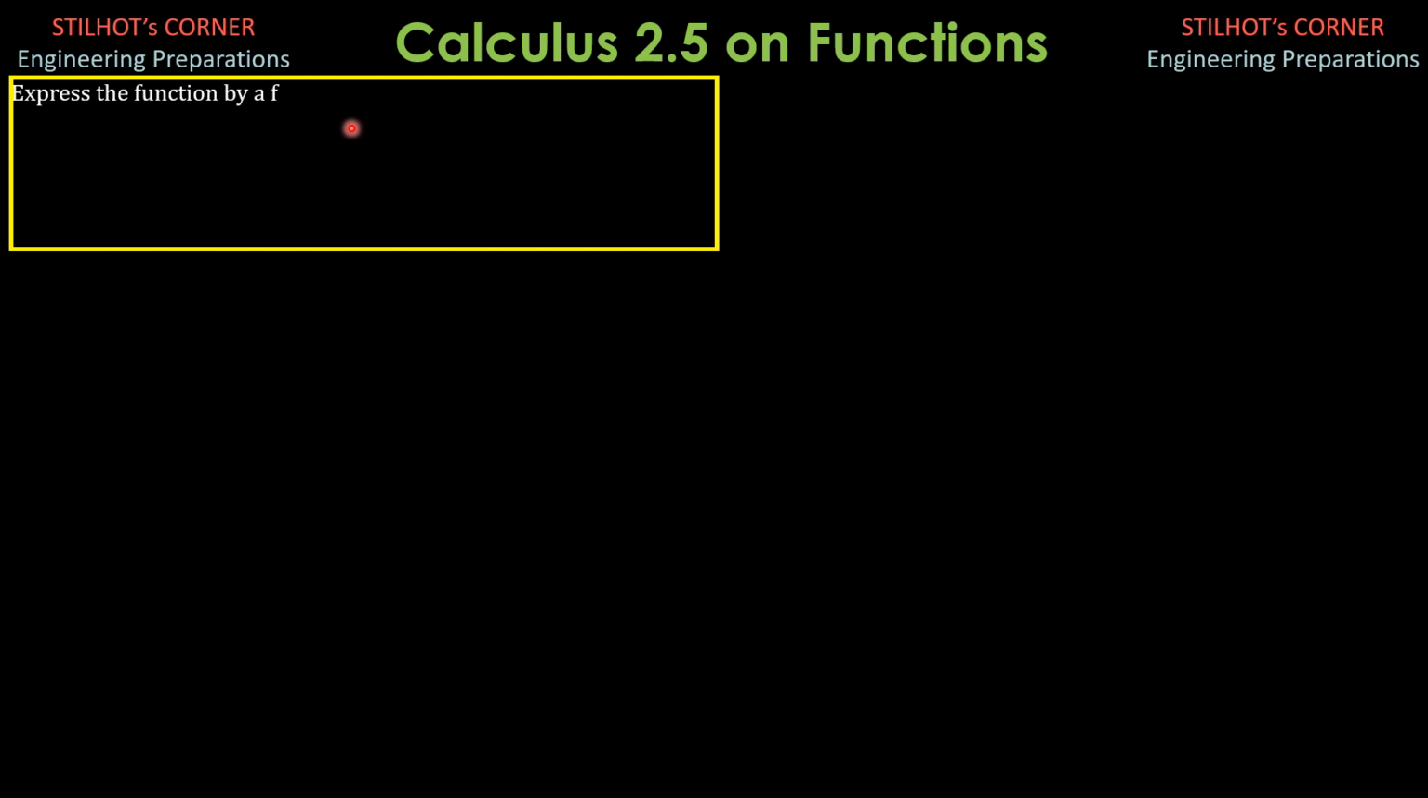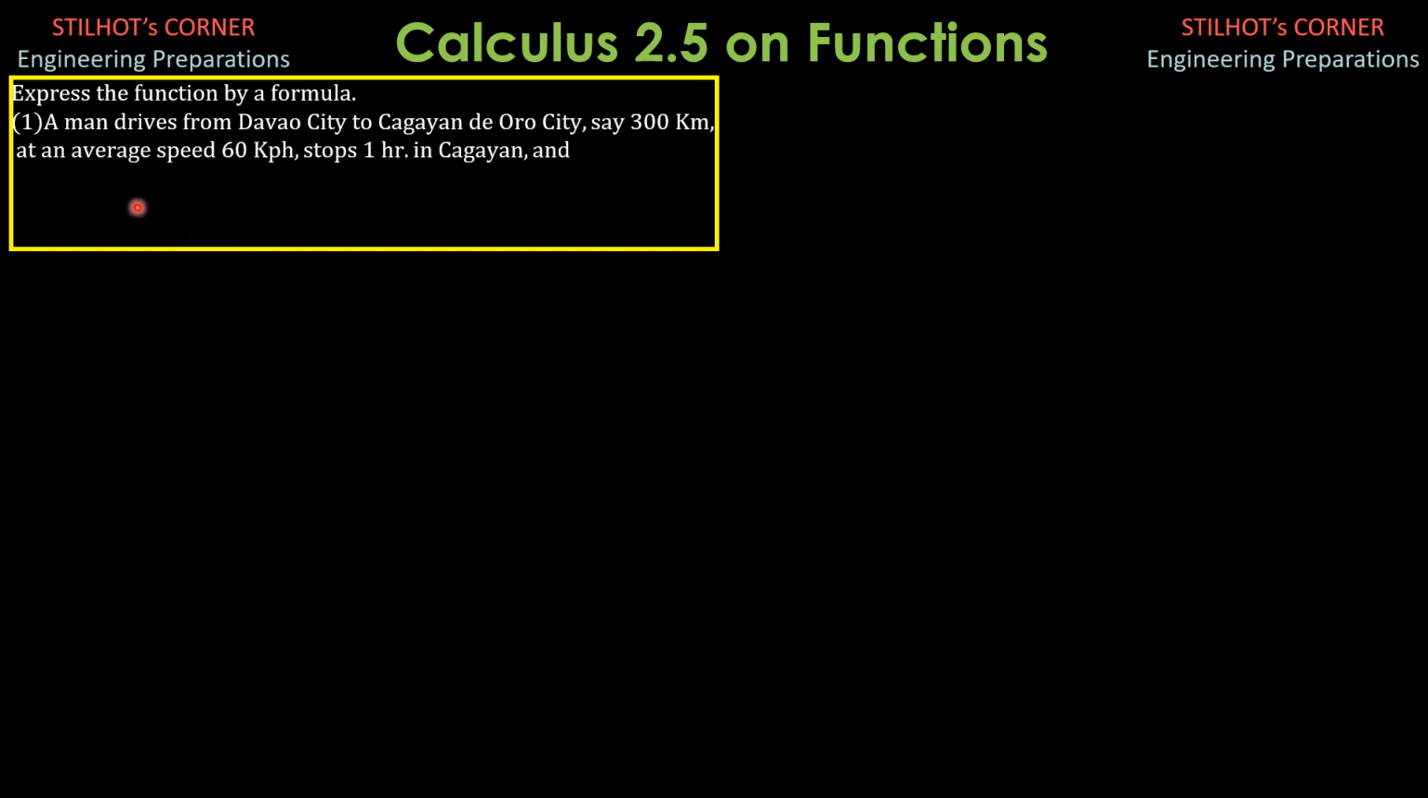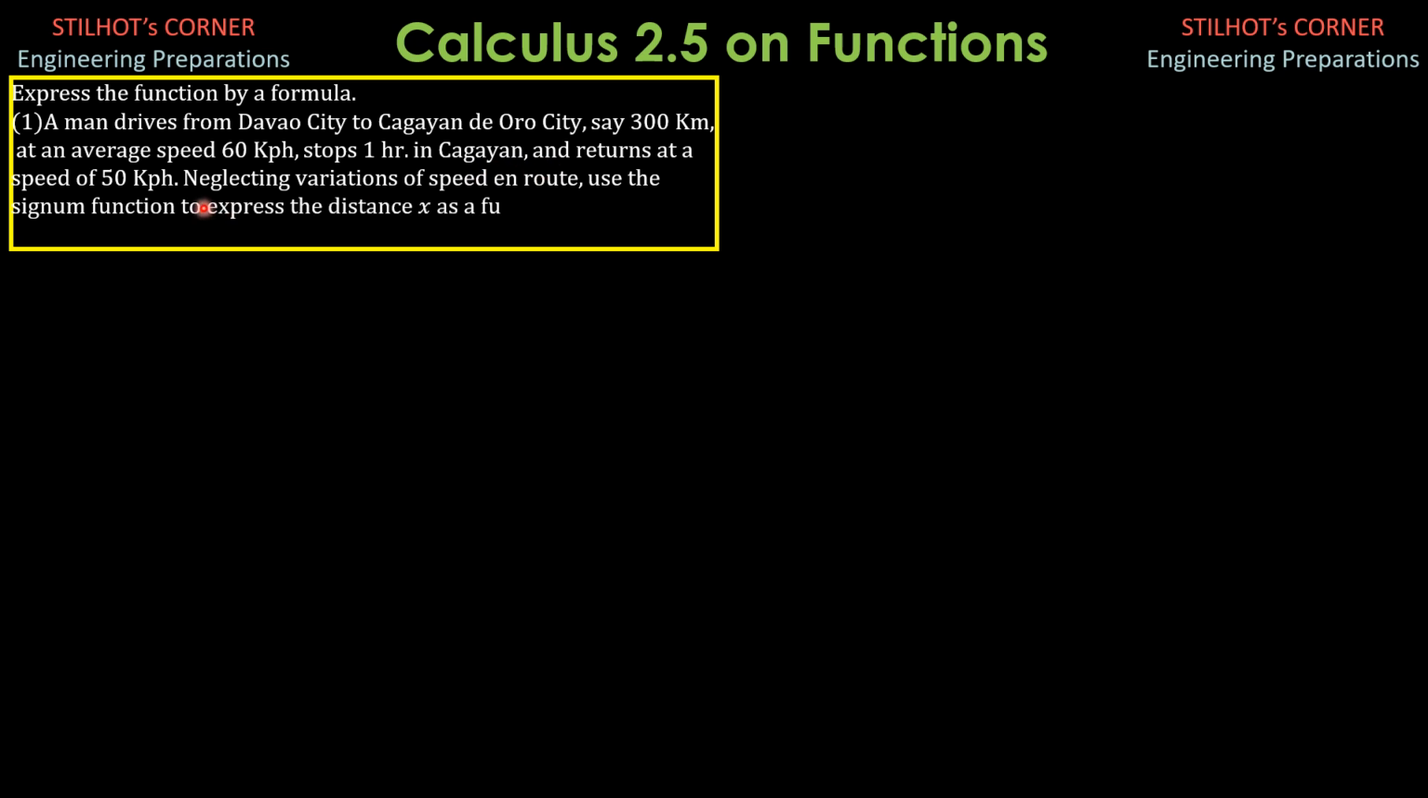So express the function by a formula. A man drives from Davao City to Cagayan de Oro City, say 300 kilometers at an average speed of 60 kilometers per hour, stops 1 hour in Cagayan, and returns at a speed of 50 kilometers per hour. Neglecting variations of speed en route, use the signum function to express the distance x as a function of t for 0 ≤ t ≤ 12.